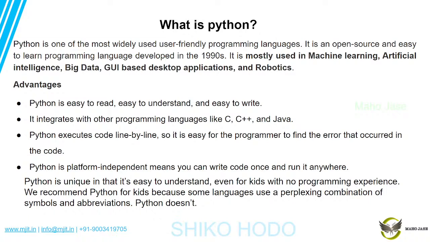and where Python is being used, like machine learning, artificial intelligence, big data, graphical desktop applications and robotics. And we have seen the advantages of Python: it is easy to read, easy to understand, and easy to write, and it integrates with other languages like C++, Java, and others. Also, it is easy to execute because it follows line by line error checking. And the fourth one, it is platform independent. That means if you write a program on one computer, we can execute it anywhere, on any computer.